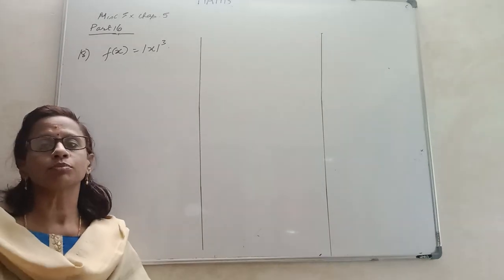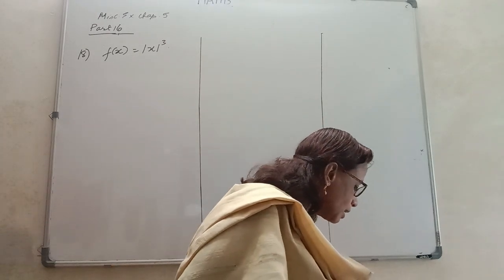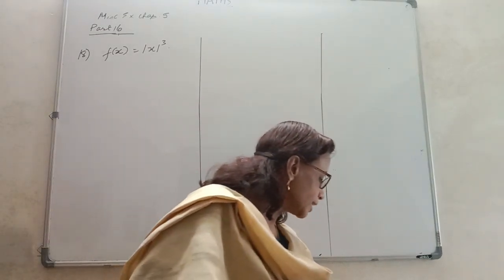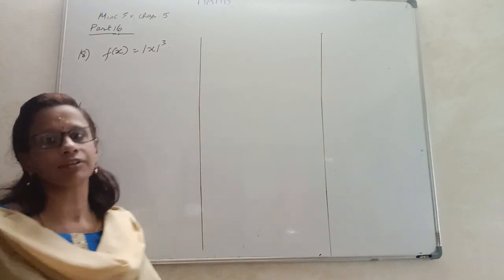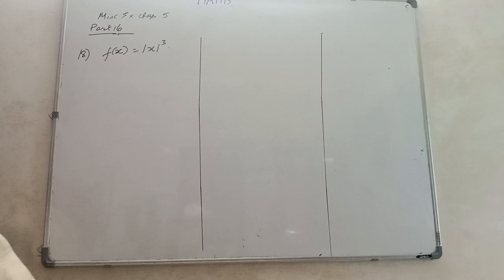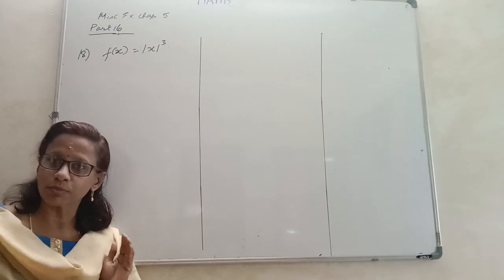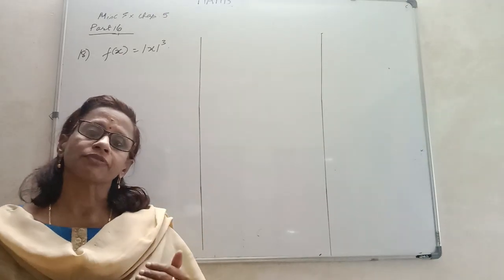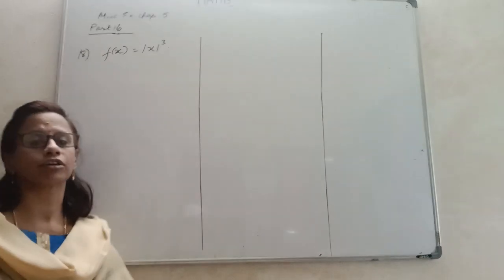The question reads that f of x is modulus of x the whole cube. You have to show that f double dash x, the second derivative, exists for all real values of x, and then you have to find it also. This can be done in a number of ways, but the way we will do it is we will take two cases. Case 1 where x is positive, and case 2 where x is negative. That way we will find the second derivative and conclude what they are asking us. Let's get across doing it.